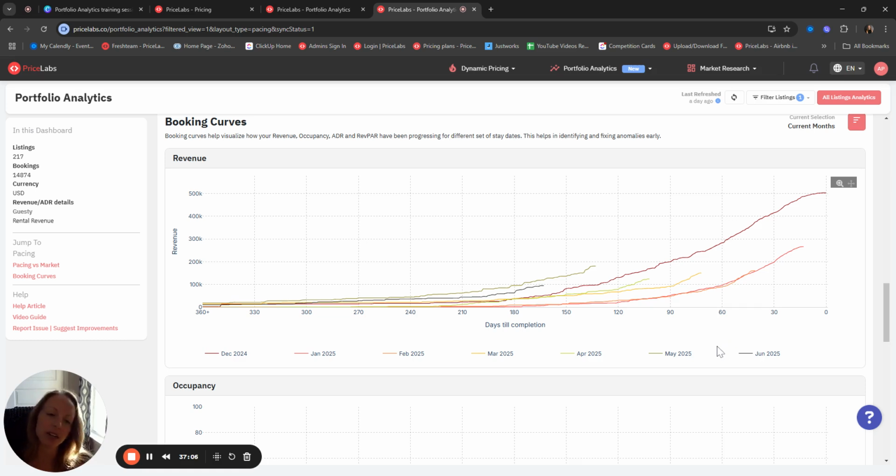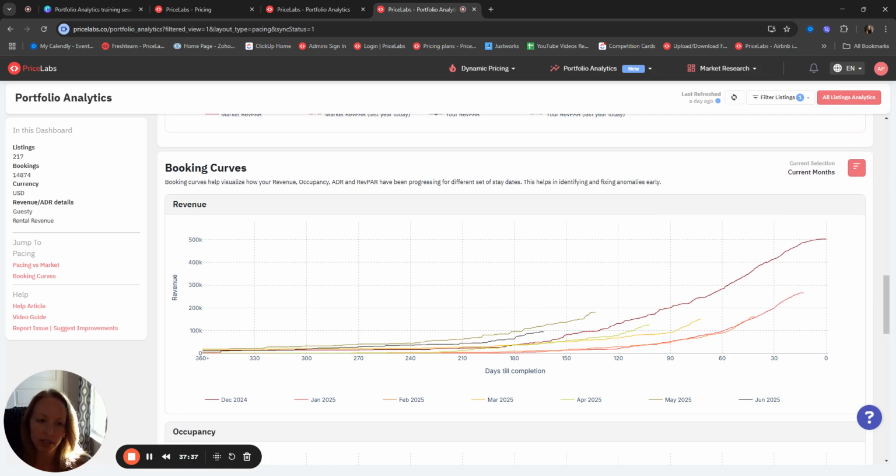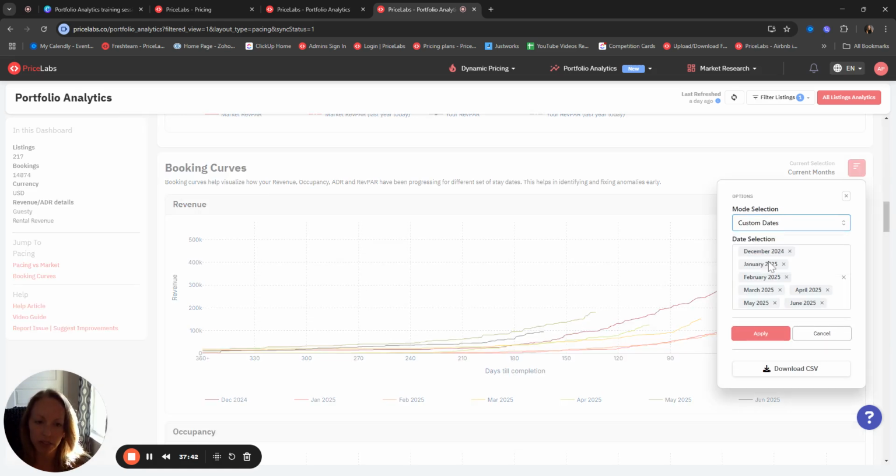And what you want to see here now, if you're in a market, an urban market in particular, where there's not a lot of difference month to month, you kind of have similar occupancy overall month to month. Looking at the booking curves and the default current months, it can be helpful. You can see very clearly which months are pacing ahead, which ones are pacing behind. If you're in a seasonal market, it's not going to make sense when you look at it. So what I recommend is clicking on the pink button here, and instead of looking at current months, do custom.